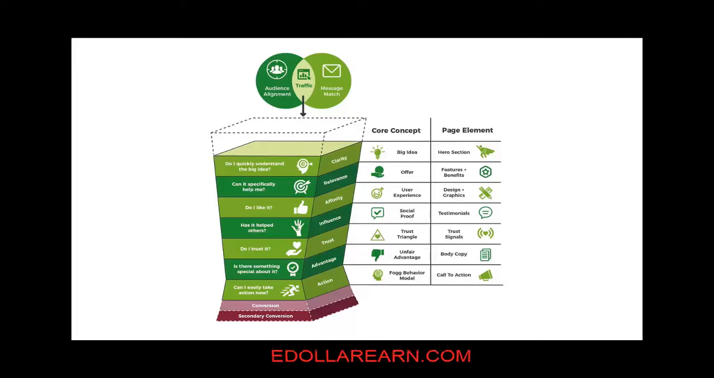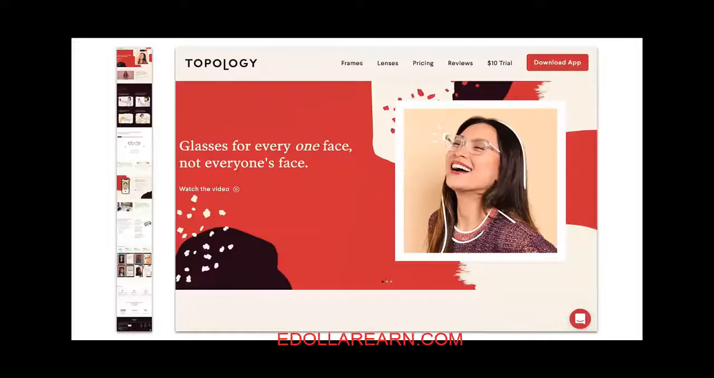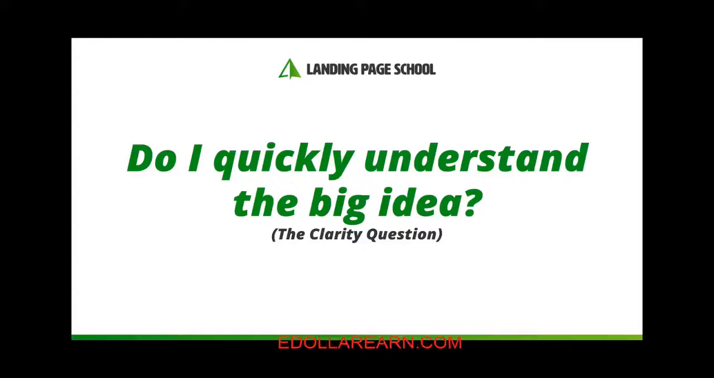Okay, we're now going to look at each of these items in detail using a real-life example. For this part, we'll use this actual page from a brand called Topology. They make custom-made glasses based on your specific face size, shape, and dimensions. You download an app and scan your face, and they custom build a pair of glasses just for you. It's a very revolutionary concept for sure, and they did a great job with their landing page here. So let's go through each of the 7 questions one by one using Topology's page as an example.